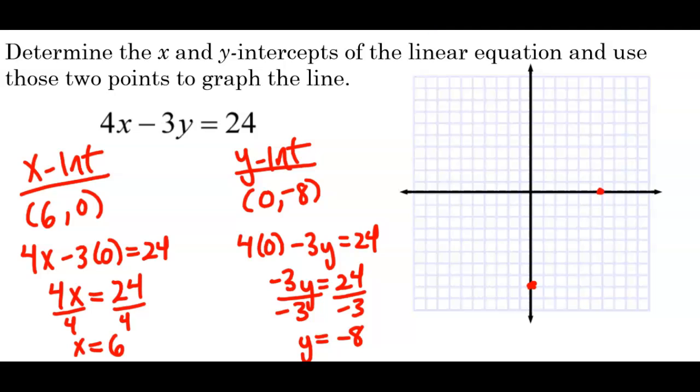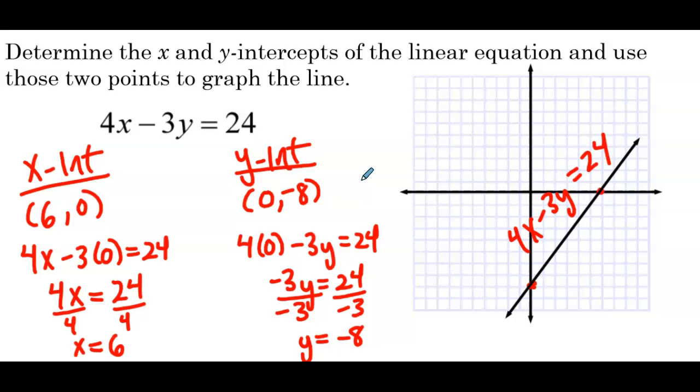And again, there's our line, and we'll label it as 4x minus 3y equals 24. Okay, so this is just an efficient method to come up with the graph of the equation of a line. The nice part about this process is it's going to extend to other graphs that we wind up learning.